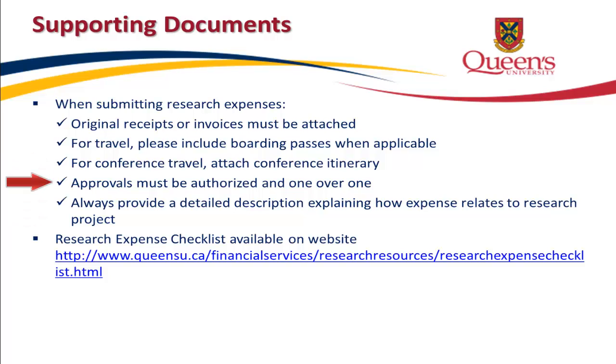Approvals must be authorized by the principal investigator and represent 1/1 authorization. For example, if a principal investigator is submitting a claim for reimbursement, the claim must be approved by the department head or dean. For audit purposes, it is important to ensure a detailed description is included with the claim, explaining how the expense is related to the research project. A research expense checklist is available on the Financial Services website. Using this checklist as a guide for preparing research expenses may help avoid processing delays.